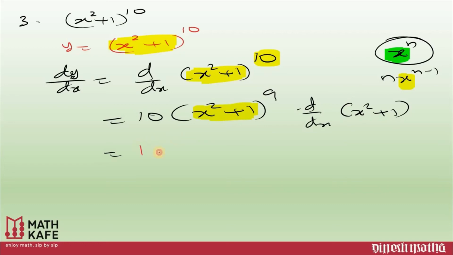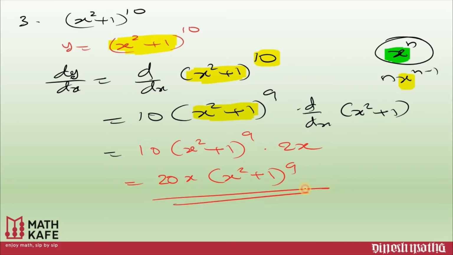That will give you 10 into (x square plus 1) to the power 9 into 2x. Or you can write this as 20x into (x square plus 1) whole to the power 9. That is your answer. Let us see the next example.